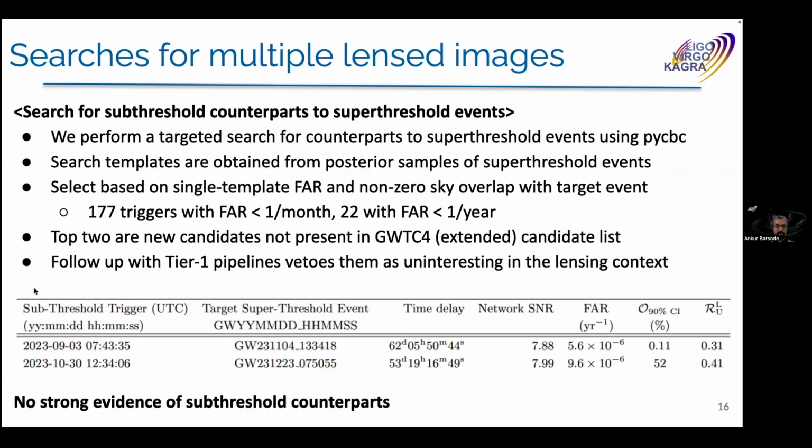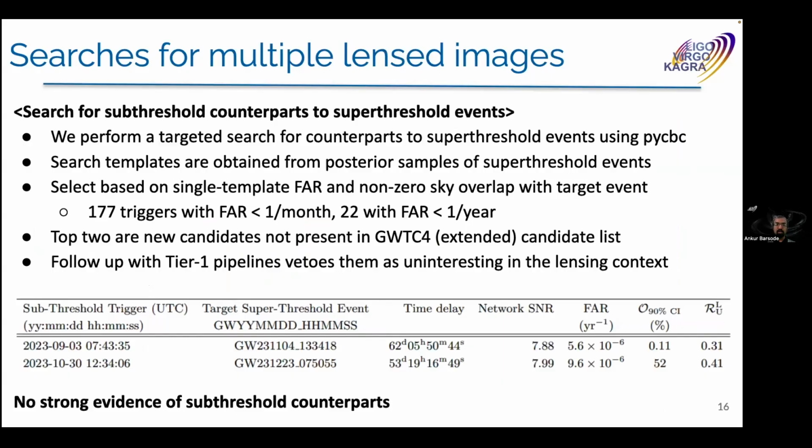Next slide, please. Yes. So next we search for this possibility that since multiple images are generated by these lenses, not all of them could be detectable. It could be that one of the images is super threshold, that we detect it with confidence, while the other may be buried in the noise. So we search for sub-threshold counterparts to super threshold events.